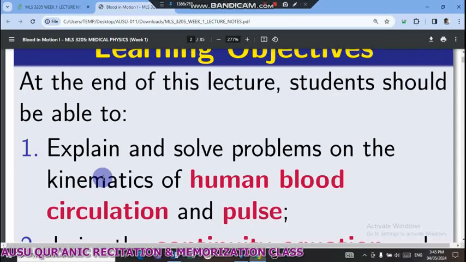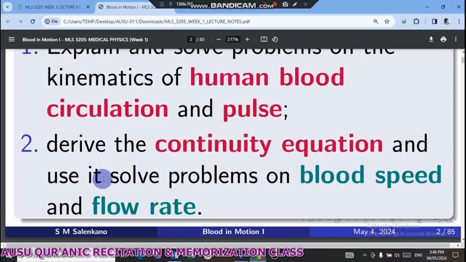Although you will see the word dynamics, because later in this course we will also study blood dynamics as well. The second thing, which is also the final, is you should be able to derive the continuity equation. After deriving this continuity equation, you should be able to use it to solve problems on blood speed, meaning to calculate blood speed and also the flow rate.